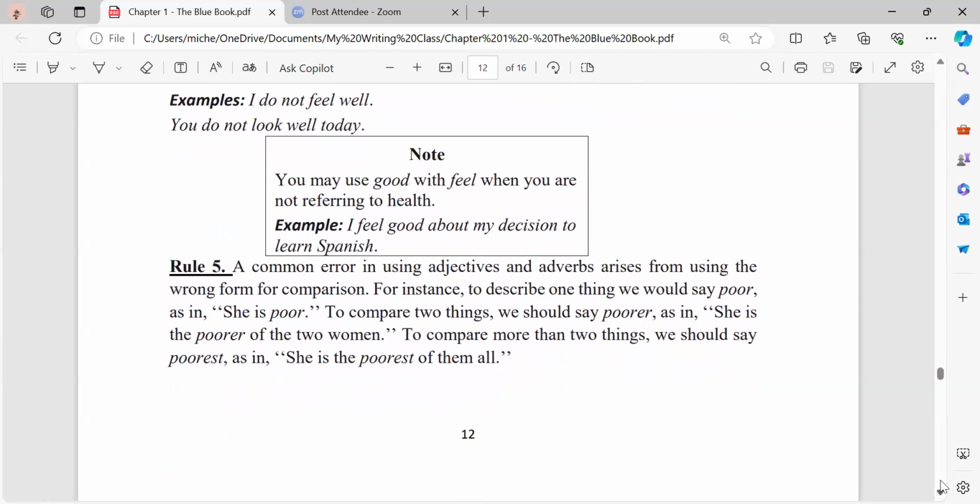So now we have rule number 5. A common error in using adjectives and adverbs arises from using the wrong form of comparison. For instance, to describe one thing, we would say poor, as in he is poor. To compare two things, we should say poorer, as in he is the poorer of the two women. To compare more than two things, we should say poorest, as in she's the poorest of them all. So this is sort of like a comparative and superlative sentence. So for example, if you use the er right here, poorer, that is a comparative kind of word.